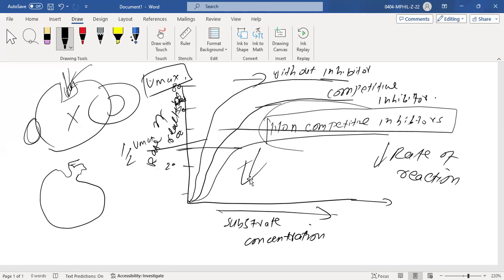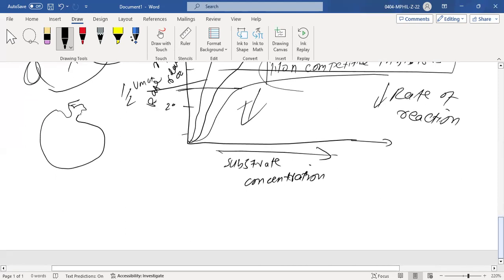So now the last concept of this topic, which we left in our last lecture, is the types of inhibitors. Which ones have you already studied? The competitive and non-competitive. So let's conclude by having some more concepts here.